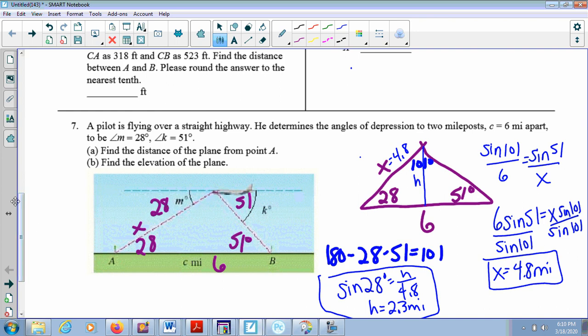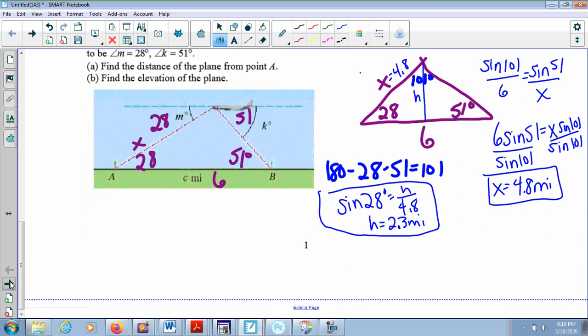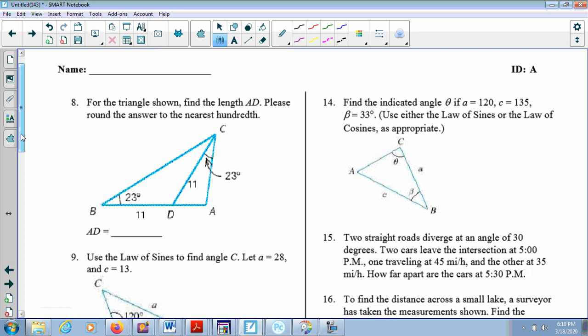Alright, the next question was number 8. Remember, you can fast forward to whichever ones you need to hear. Pause, do whatever you need to do. Alright, so number 8, we're just trying to find this little spot right there, which is AD. So what we need to do is find as much of the stuff in this triangle as possible, and then we'll be able to use that.